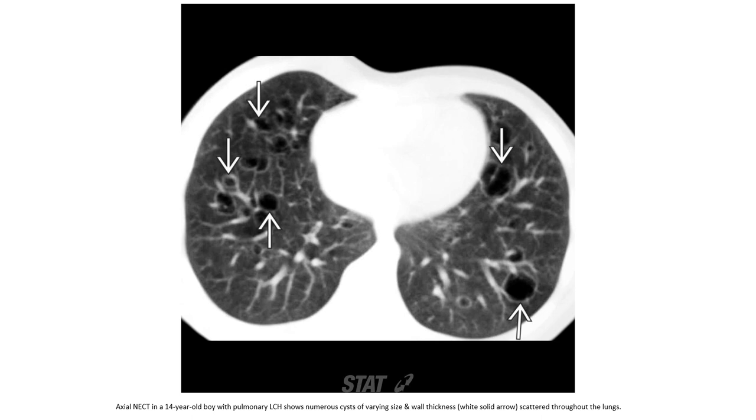Another case: a non-contrast CT of a 14-year-old with pulmonary Langerhans histiocytosis, showing nodules and cysts scattered throughout the lung.